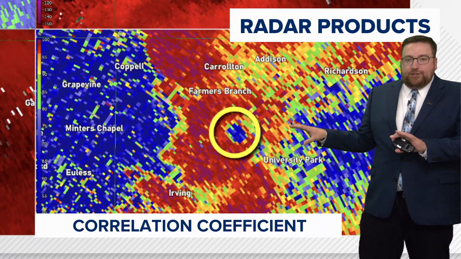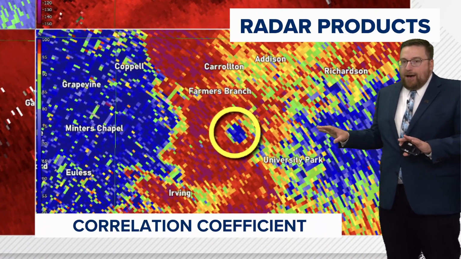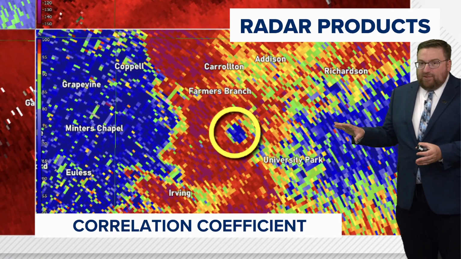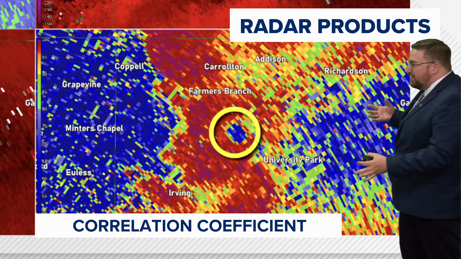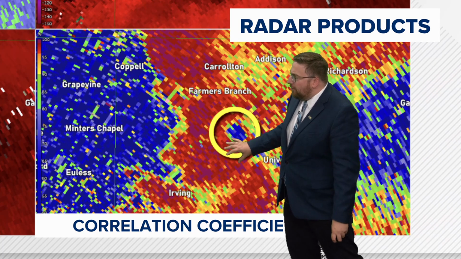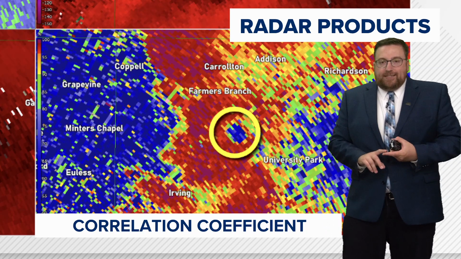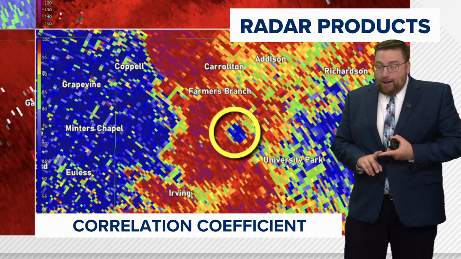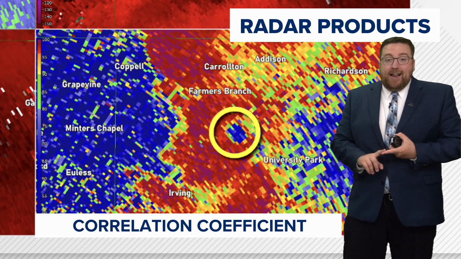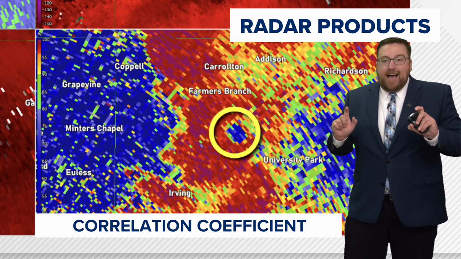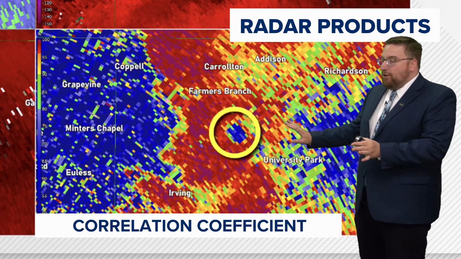But this is correlation coefficient. This is what Billy is asking about. And it looks weird, right? We've got all this blue, we've got this red, this yellow. What correlation coefficient is doing is it's looking inside the storm for objects that are not raindrops, not snow, not hail. Something that is not weather is what the radar is looking for.